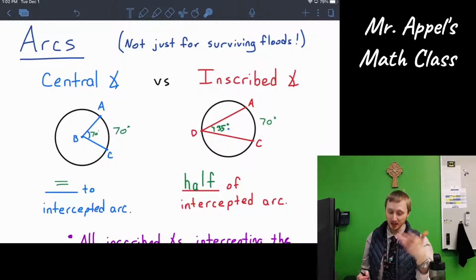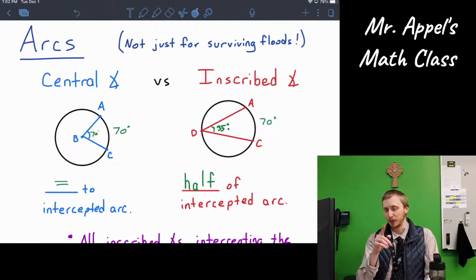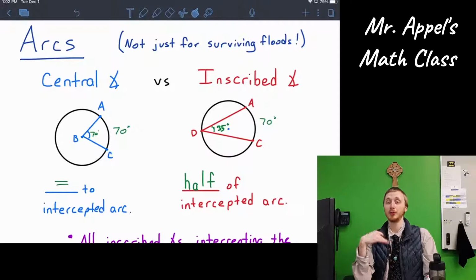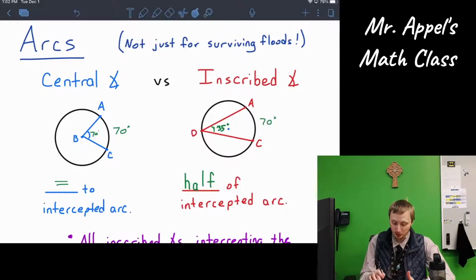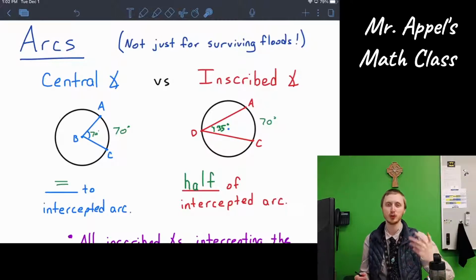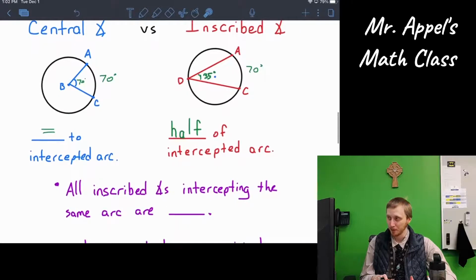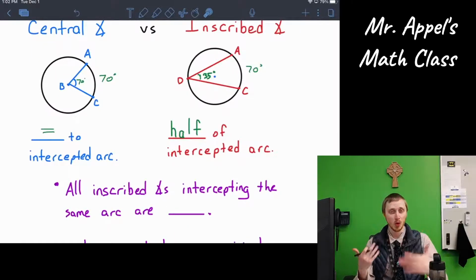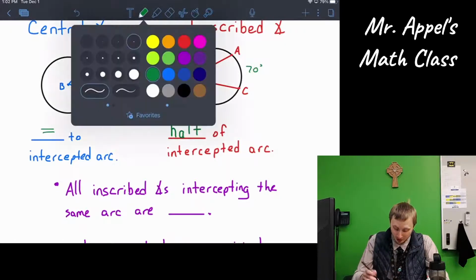That is technically enough to answer the appropriate questions on our worksheet today. However, it's not always the most useful. There's a few consequences thereof, immediate results of applying this fact to some specific scenarios that give us some even more useful shortcuts. Okay? And that would be, what happens if you have more than one inscribed angle? Multiple inscribed angles going at the same arc.